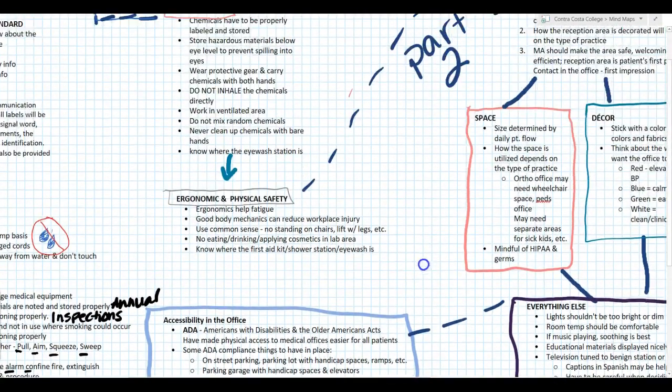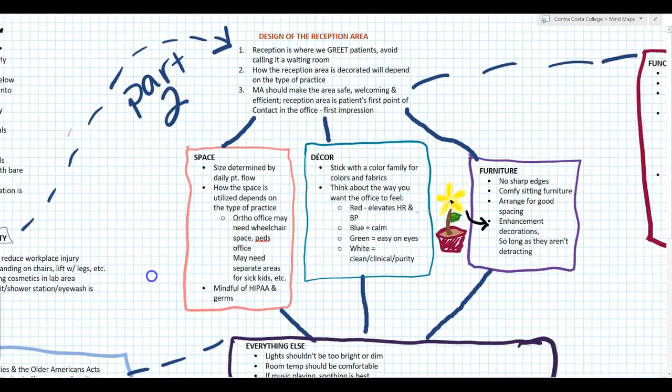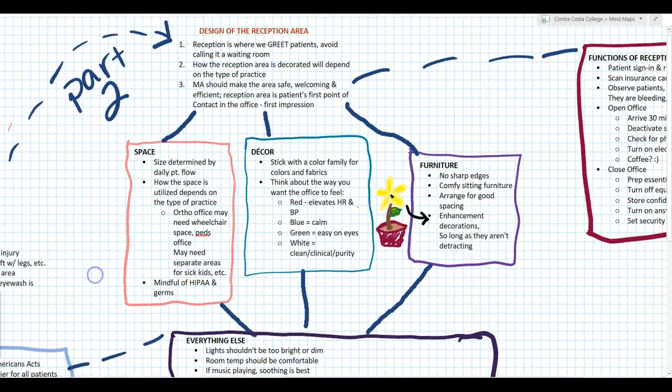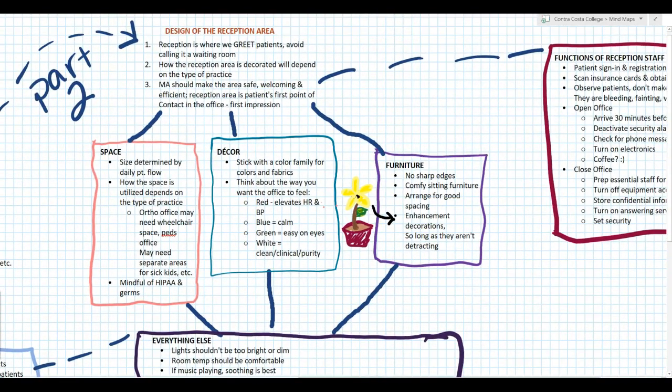The second section, or part two of our lecture, involves the design of the reception area.